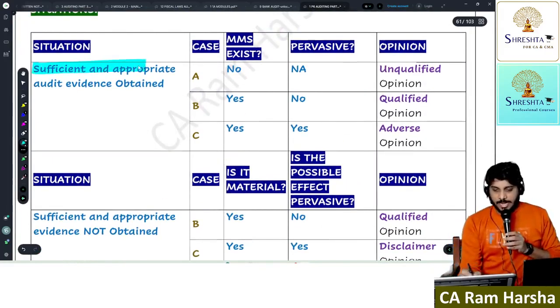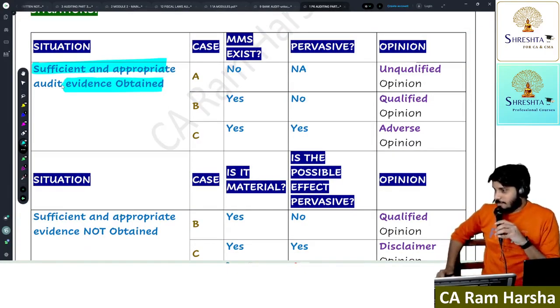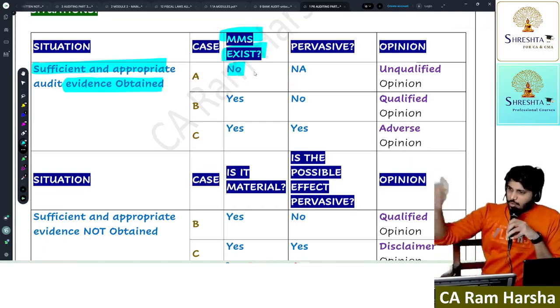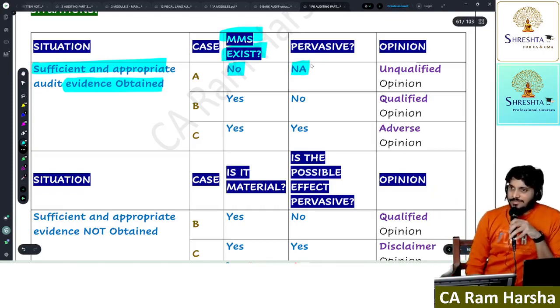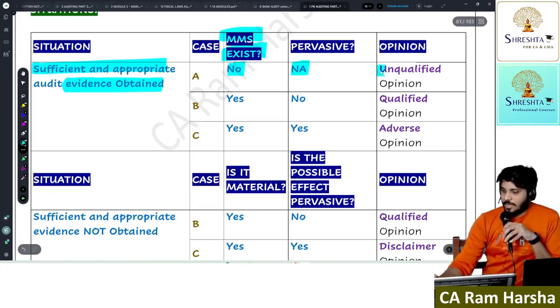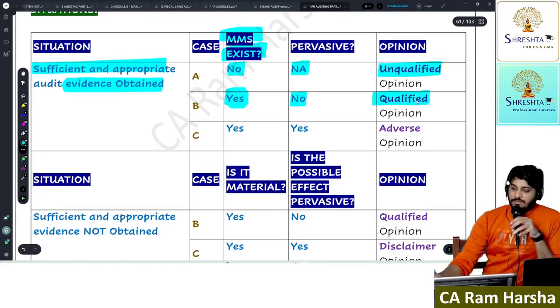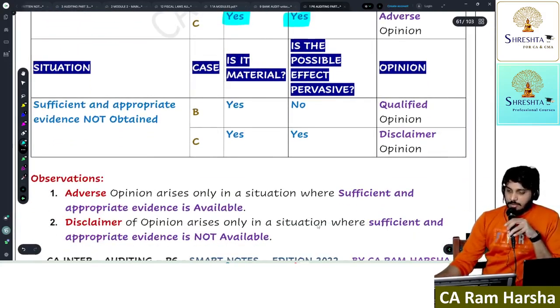Suppose you have obtained sufficient and appropriate audit evidence. Have you discovered any material misstatement? No. Is it pervasive? The question itself does not apply. Not applicable. Which opinion? Unqualified. Have you discovered any material misstatement? Yes. Is it pervasive? Yes, so you will give adverse opinion.